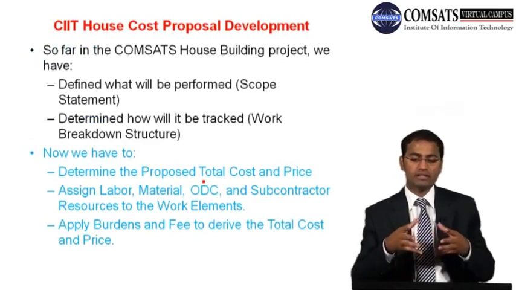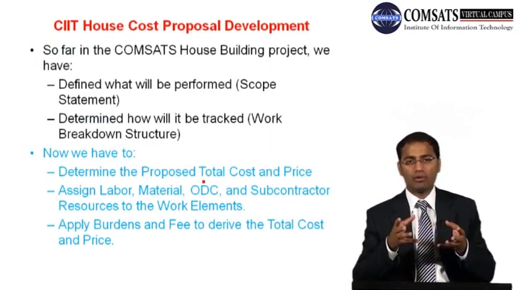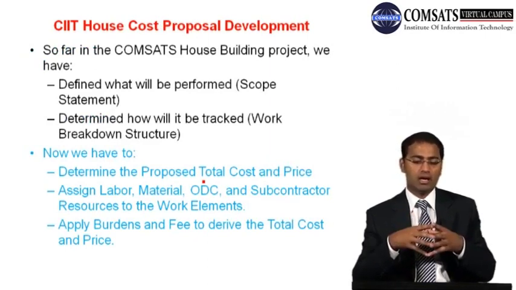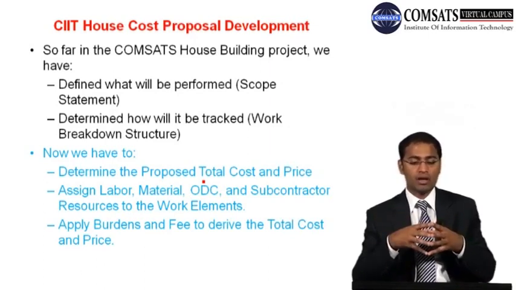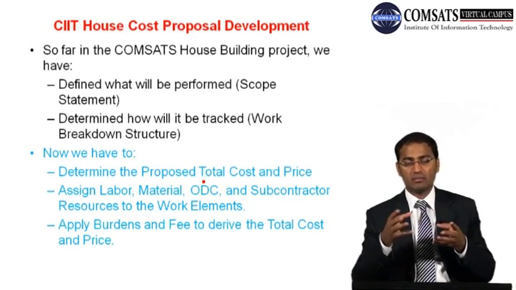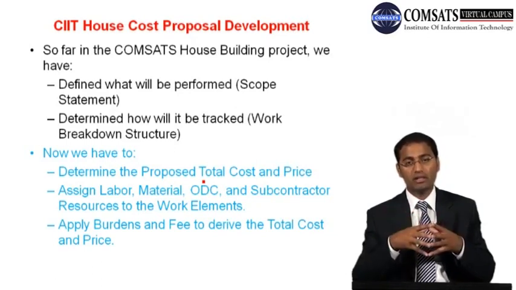So for the ComSet's house building project, we have defined what will be performed, the scope statement, and determined how it will be tracked, the work breakdown structure. We have developed that, remember in the previous lecture. Now we have to determine the proposed total cost and price: assign labor, material, ODC, and subcontractor resources to the work elements, and then apply burdens and fee to derive the total cost and price.